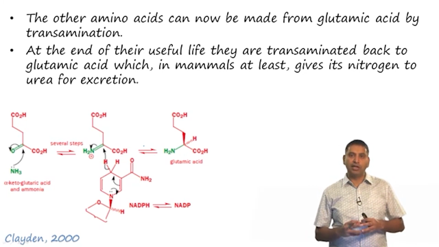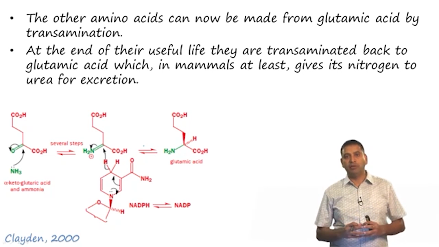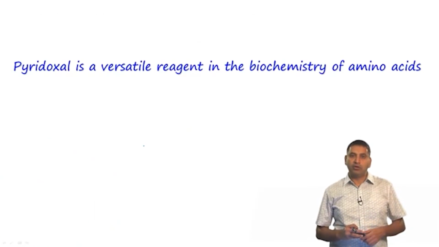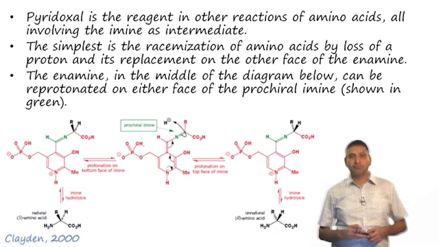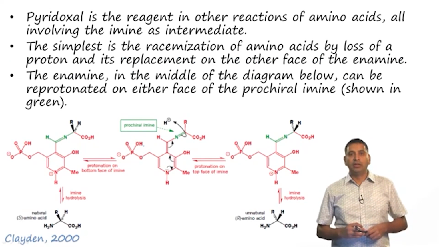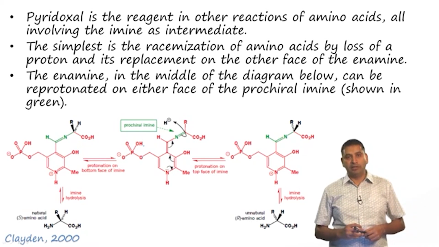At the end of their useful life, they are transaminated back to glutamic acid, which in mammals at least gives its nitrogen to urea for excretion. So, pyridoxal is a versatile reagent in biochemistry of amino acids. Pyridoxal is the reagent in other reactions of amino acids as well, and they all involve imine as the intermediate.